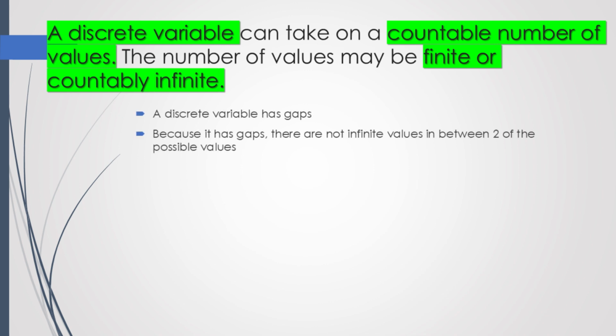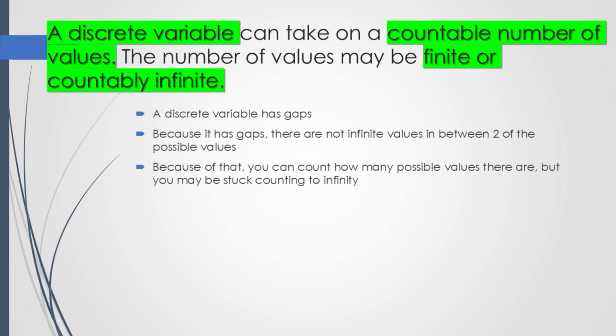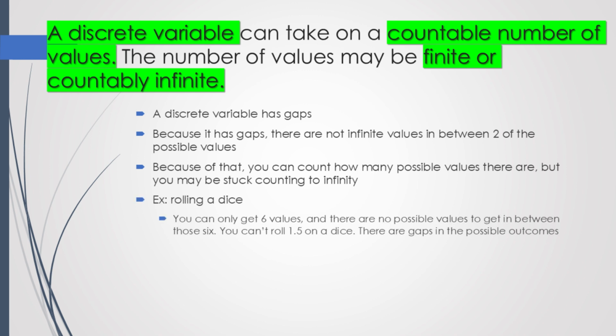Because it has gaps, there are not infinite values in between two of the possible values that could come from the variable. Because of that, you can count how many possible values there are, but you may have to count to infinity. An example of a discrete variable is rolling a dice. You can only get 6 values, and there are no possible values to get in between those 6. You can't roll 1.5 on a dice. There are gaps in the possible outcomes.